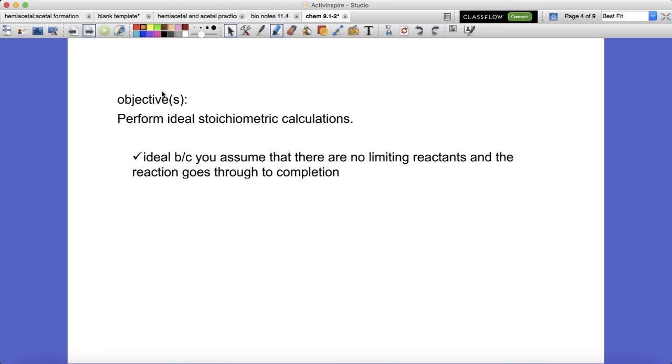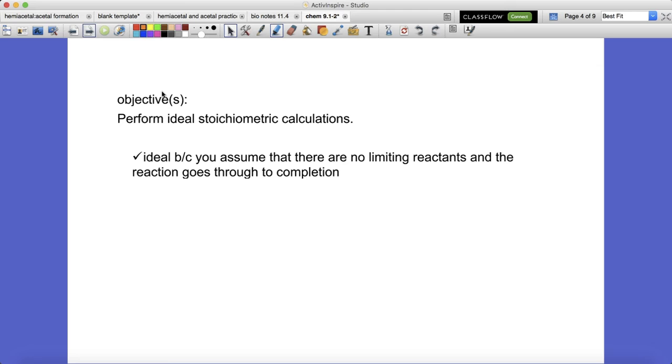All right, so in the second video, we're going to start up our section 2 notes actually. So the objectives for this section are to perform these ideal stoichiometric calculations. The type of calculation I did in the last video is a stoichiometric calculation. It's a weird word, but this does say ideal. You see this ideal label in front of it because we're assuming that nothing is limiting.